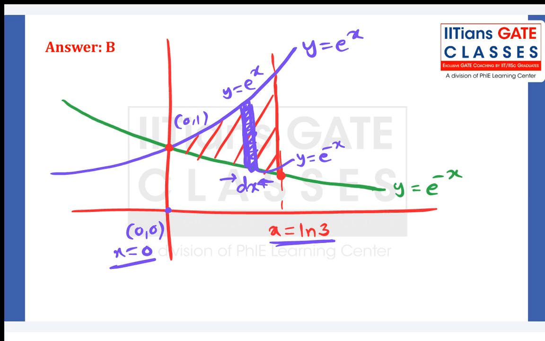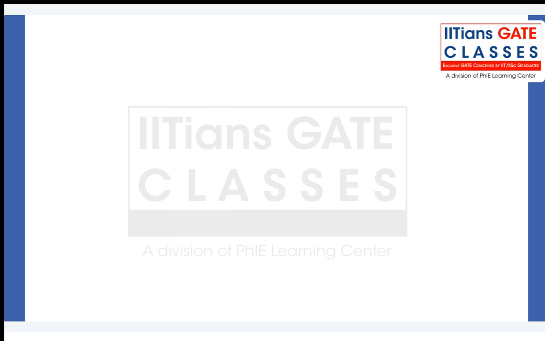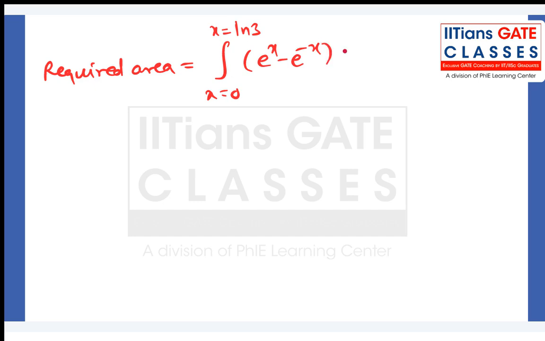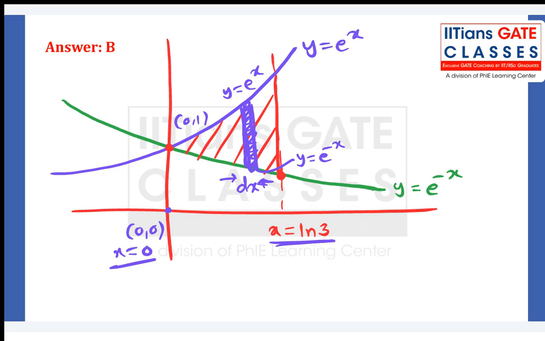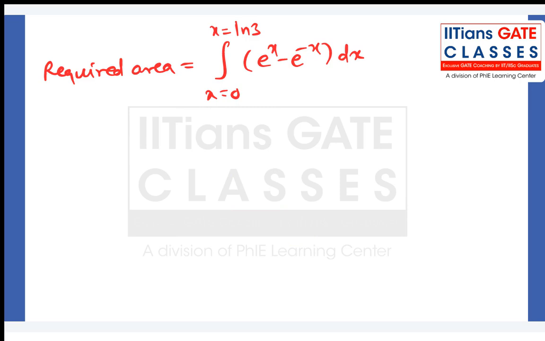Okay. So therefore, the required area will be the integral, x going from 0 to ln of 3, of (e power x minus e power minus x) dx. Okay. Again, you don't take e power x only because that will give you the total area between y equal to e power x and the x-axis. We don't want that. We want the area between y equal to e power x and y equal to e power minus x. Okay, so that is why this expression is there. And then you do the integration.